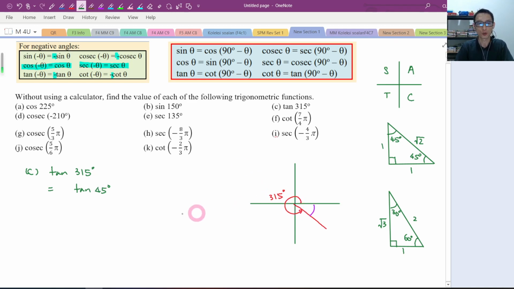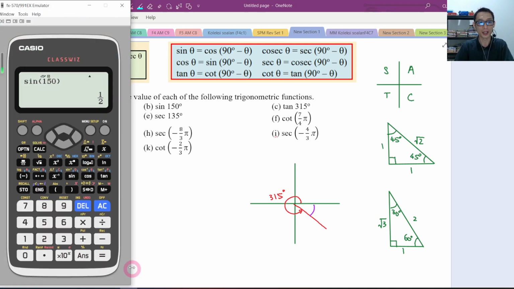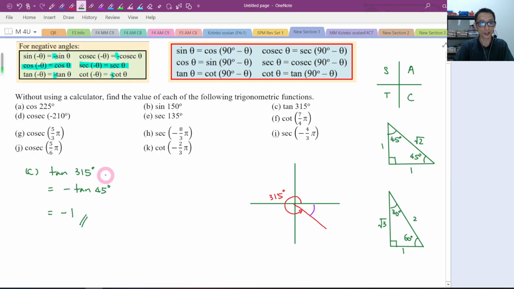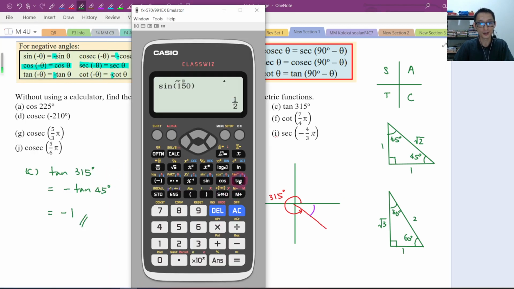Okay, next step. Should we add a negative sign? According to the ASTC, in this quadrant, only cosine positive, right? Now we are talking about tangent. We need to add a negative sign. Then copy the negative sign. Just refer to the diagram. TOA. Tangent 45 degree is equal to 1 over 1, which is equal to 1. And this is negative 1. So you can check by pressing your calculator. Tangent 315 is equal to negative 1.